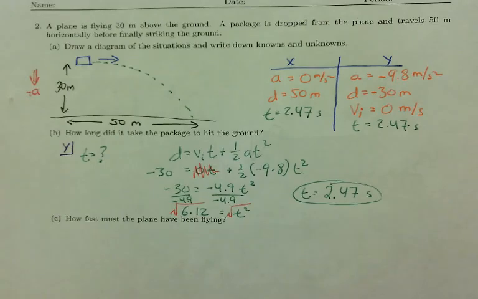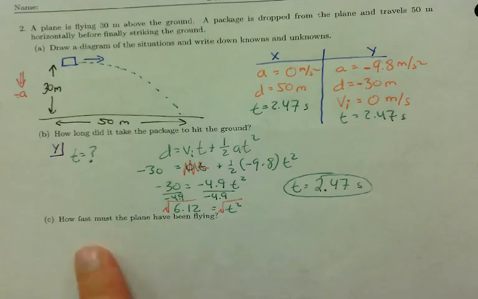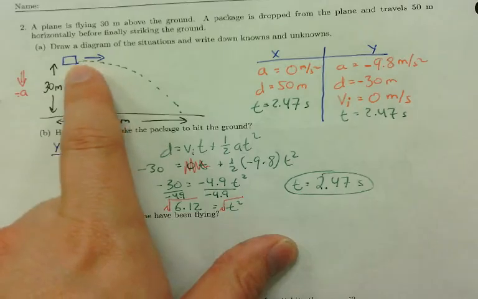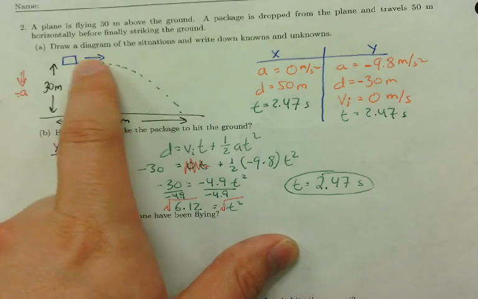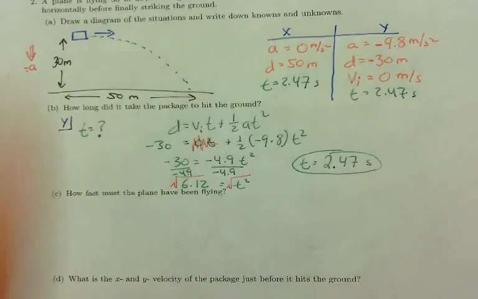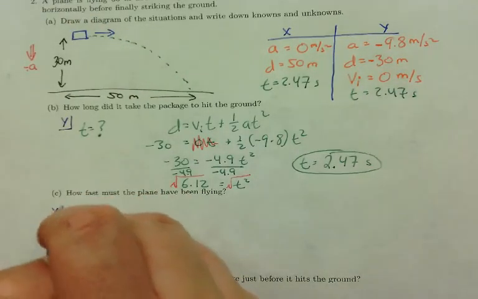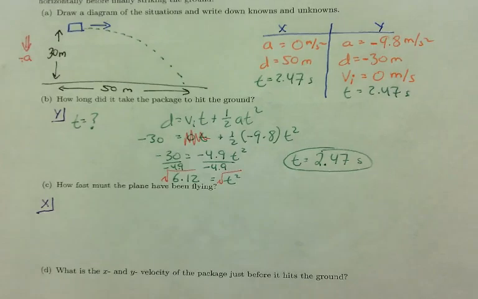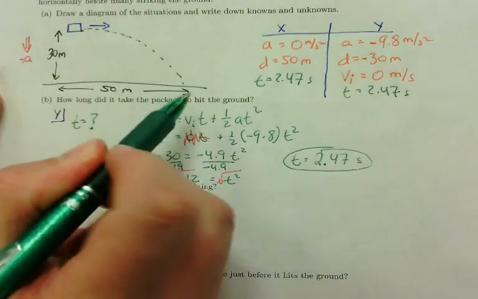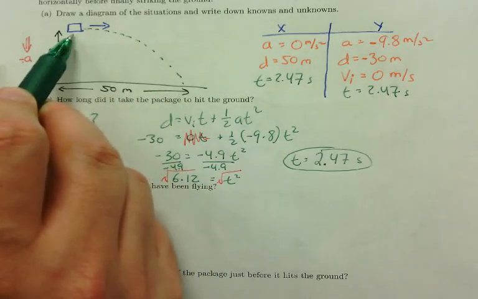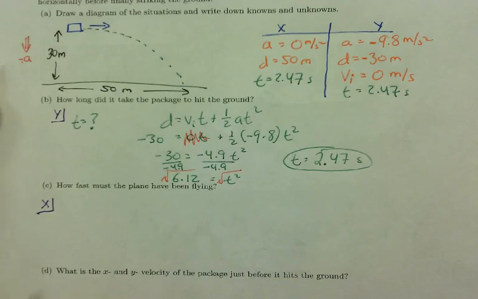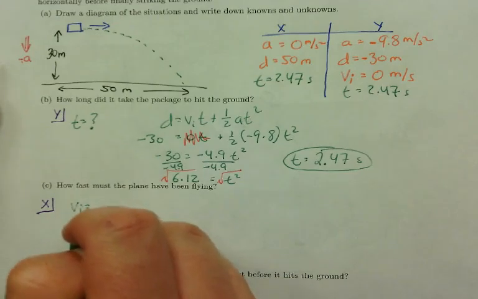All right, part C. How fast must the plane have been flying? Well, we already kind of indicated here that the plane and the box that was on the plane was starting out moving horizontally. That means that this is an x question that I have to solve. Now, if I want to find a velocity, is it a VI or a VF? Well, think about when was the box on the plane. The box was on the plane up here, right? So VI is what I'm looking for.